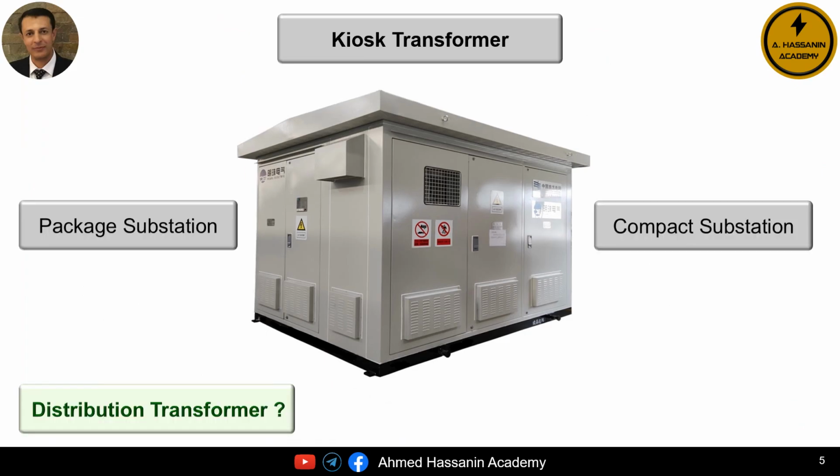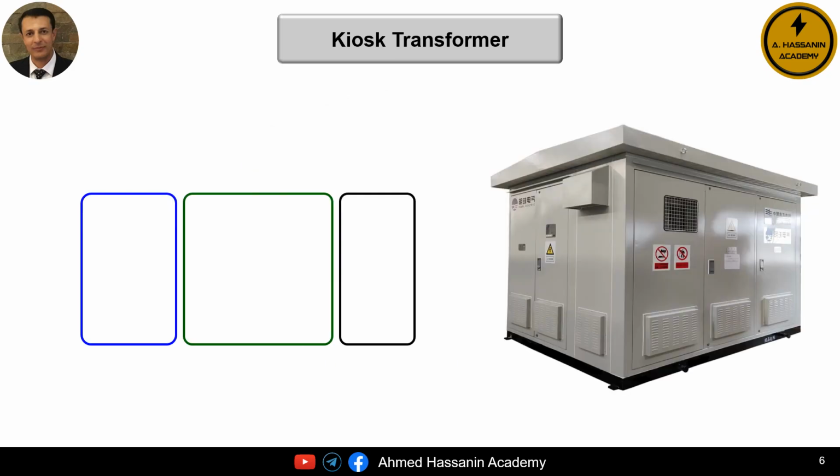The kiosk transformer is also considered a compact substation or a package substation. The reason for this naming is that the kiosk transformer consists of 3 main sections: a medium voltage section, a low voltage section, and a distribution transformer section. Therefore, the kiosk transformer can be considered as a miniature substation, while the distribution transformer is one of its main components. As for the main components of the kiosk transformer, they consist of 3 parts as follows.